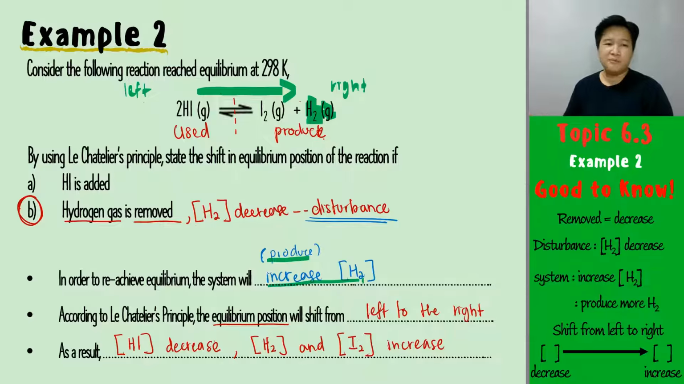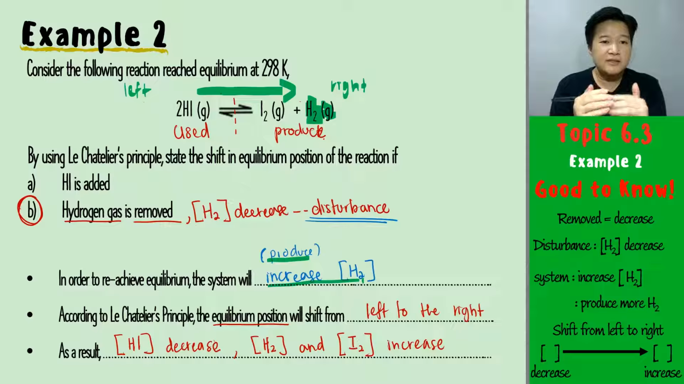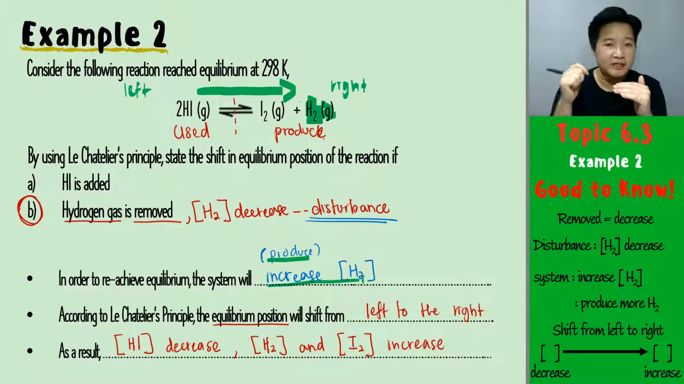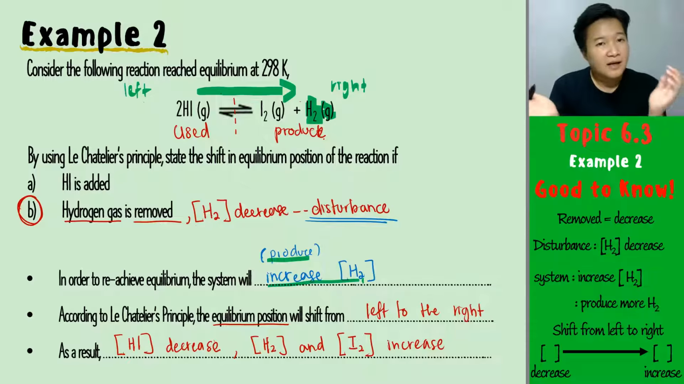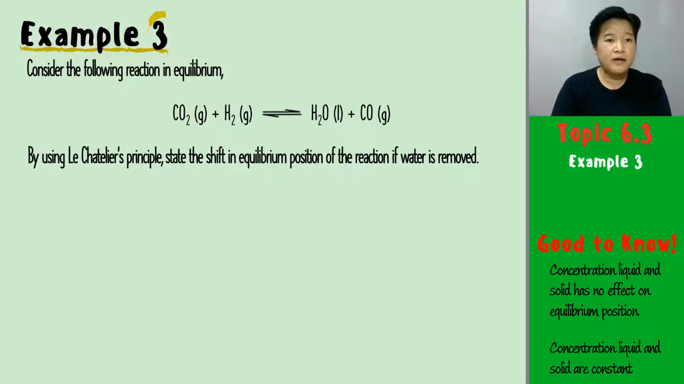Okay? Simple. Always remember one thing, your system is already at equilibrium and then you have someone making changes to your system. So your system will always go against the changes, go against the disturbance so that your system can re-achieve the equilibrium. Okay? As simple as that. Let's look at one more example over here. So, consider the following reaction in equilibrium by using Le Chatelier principle.